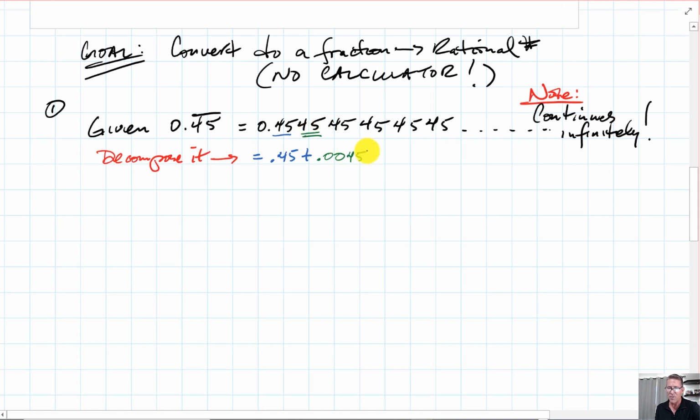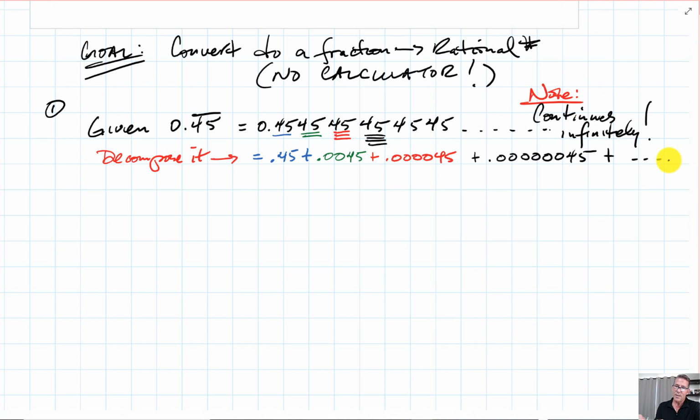Okay, so that's 0.045. And then the third group here, so let's do it at least 3 times here. We need 1, 2, 3, 4 digits for placeholders. So plus 0.00045. And then this keeps on repeating. So this fourth one here, we need 2, 4, 6 zeros as placeholders. So 1, 2, 3, 4, 5, 6, and then 4, 5, and then plus dot, dot, dot. So you decompose it first into its parts. Okay, so this is step 1.